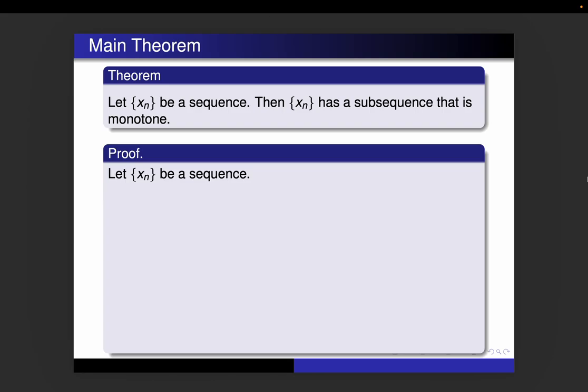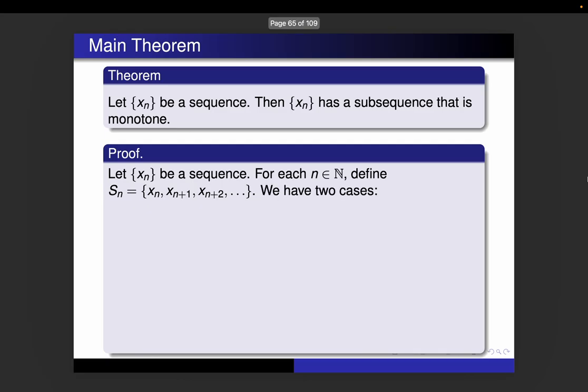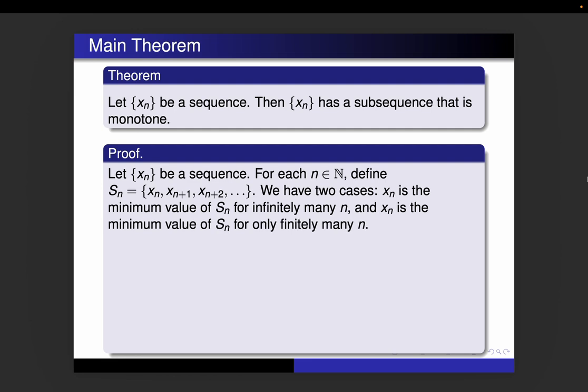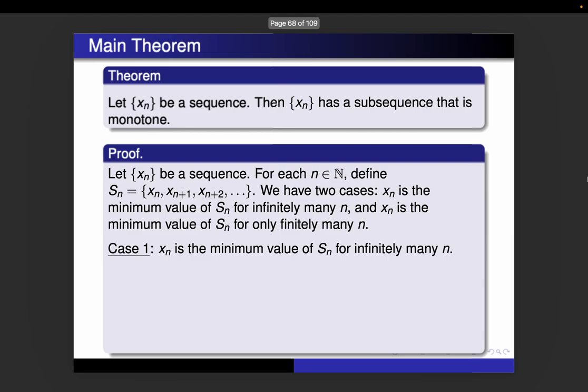So our proof: let x_n be a sequence. For each little n a natural number, define S_n as we defined before. We have two cases. Either x_n is the minimum value of S_n for infinitely many n, or x_n is the minimum value of S_n for only finitely many n. There's only two possibilities, those are them.